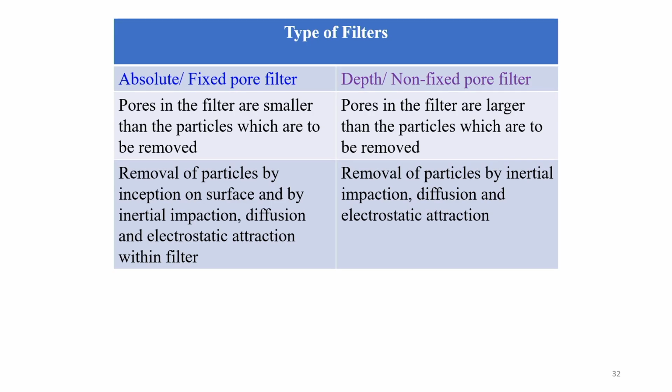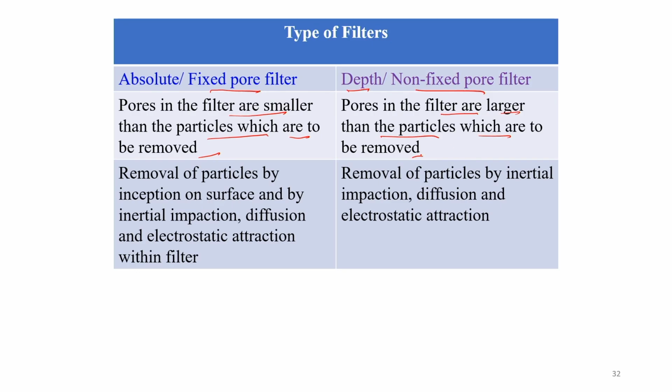Now, we can have two different types of filter. One is called the absolute, meaning fixed pore filter, the other is the depth filter, non-fixed pore filter. In the case of the absolute filter, the pores of the filter are smaller than the particle to be removed, and here the pores in the filter are larger than the particle to be removed.